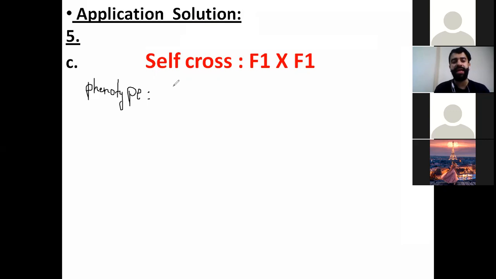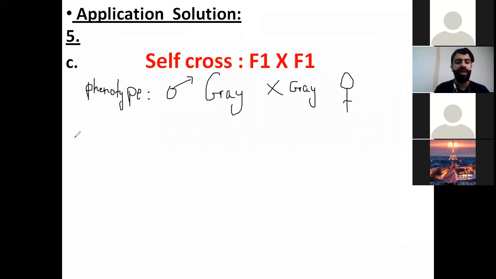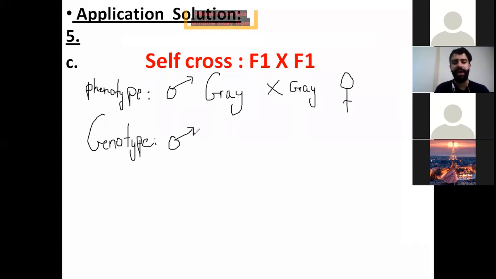Each F1, male and female, both of them, they are what? Gray or black? Both of them are going to be gray. So here we wrote gray, crossed with gray. Second step, it will be the genotype. What is the genotype of the F1 we calculated before? It's going to be GB for both. Since it's F1 with F1, both of them should have the same phenotype and the same genotype.